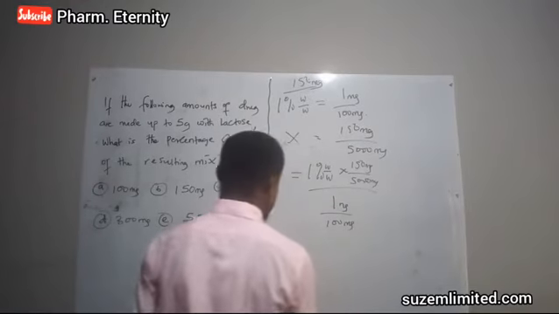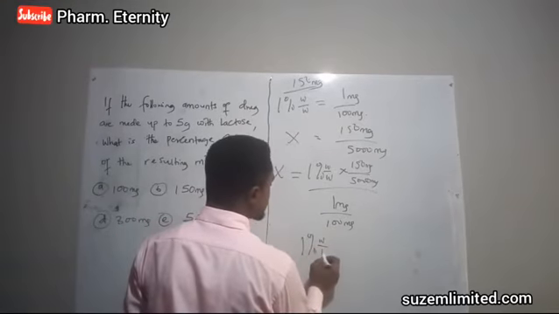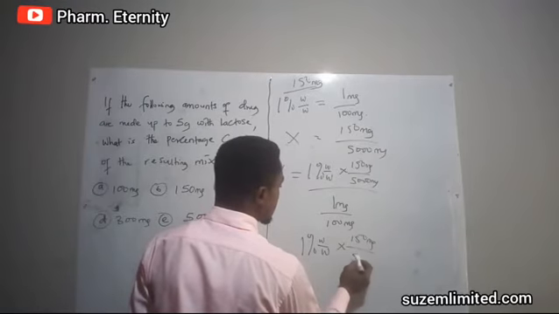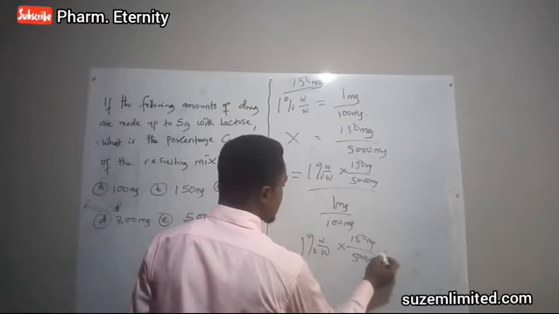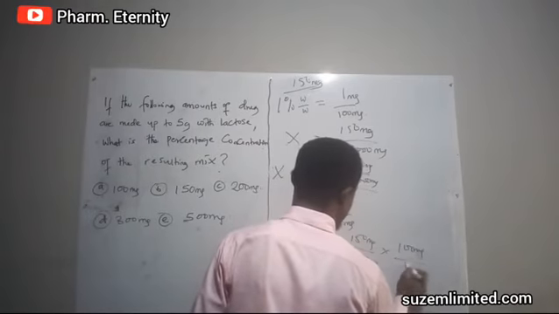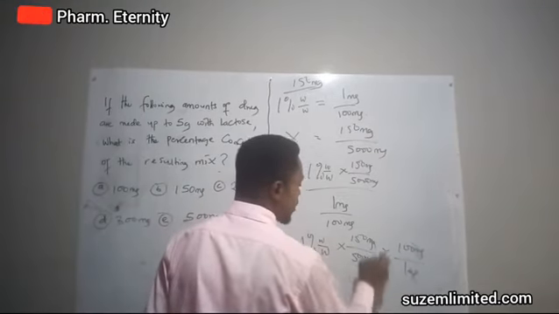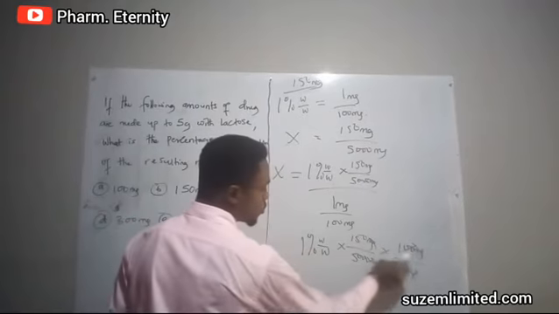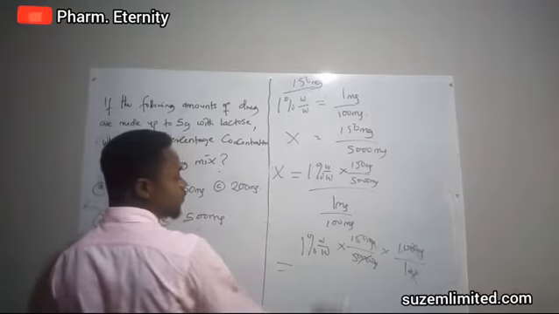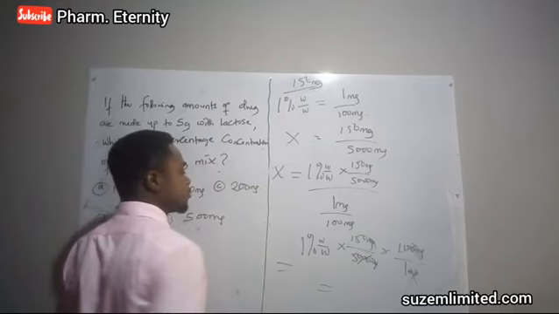This is equal to 1% weight per weight times 150 milligram over 5,000 milligram times 100 milligram over 1 milligram. So milligram will cancel out. 100 will take 20 in this 5,000, remaining 50. 50 divided by 150 will give us 3.